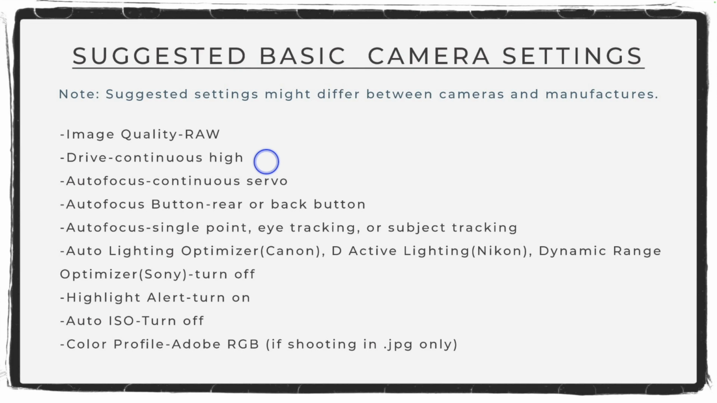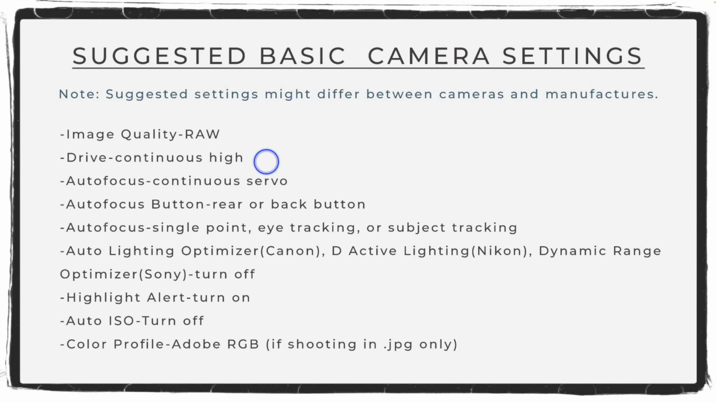Autofocus continuous servo. And so we just talked about a second ago, we had single and continuous servo. I use continuous because I use that back button. Autofocus button on the rear. Autofocus single point, eye tracking, or subject tracking. We will get more into this later, but single point is just like a little single dot in the center. It's not an expanded autofocus button. I prefer that, the single point, the eye tracking, or subject tracking, because they are more accurate.